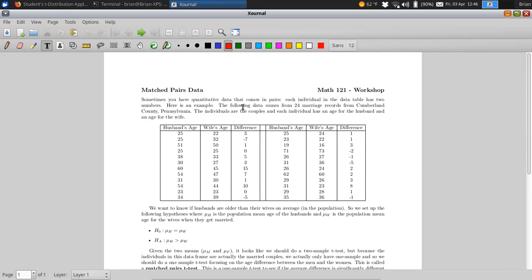Welcome to another video where we take a look at one of our workshops for Math 121. This time the data is what we call matched pairs data in statistics. And this is actually an example that we looked at back when we were doing correlation and linear regression.